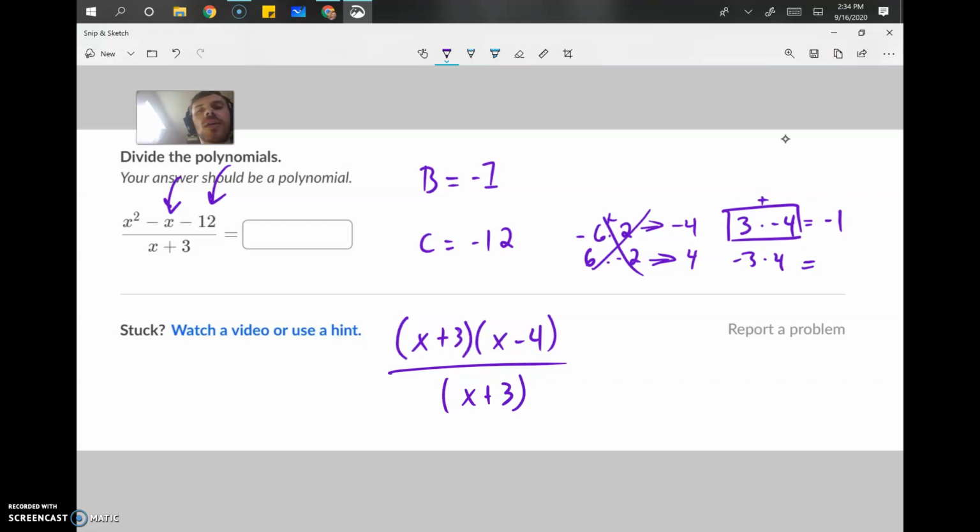And so essentially, I can't even get the highlighter. I want the highlighter, man. Those divide out to 1. We're left with 1 times x minus 4. Cool. 1 times anything is whatever you're multiplying it to. Boom. X minus 4 is your answer.